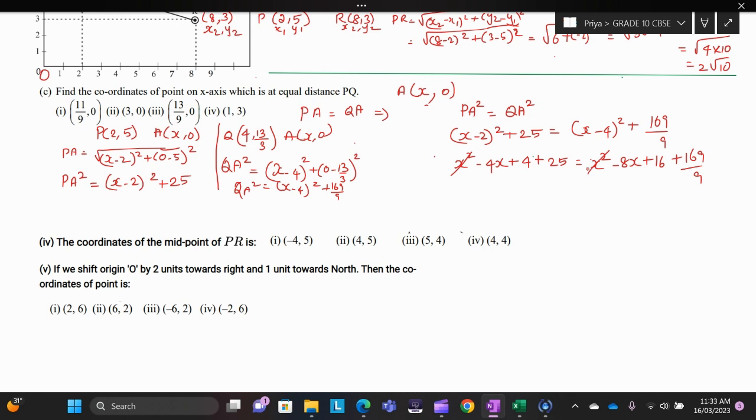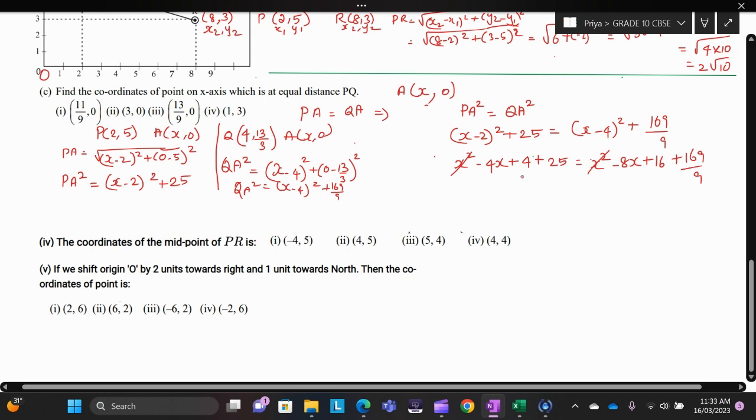So x square and x square on both sides will get cancelled, or else if you transpose it, it is going to be minus x square. So positive x square and minus x square will be 0. So I'm cancelling on both sides. And now take x to this side. So minus 8x will become positive 8x. The sum of this is 29 if I'm taking it to the other side.